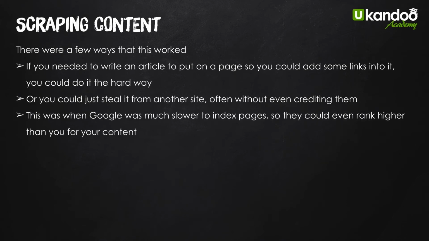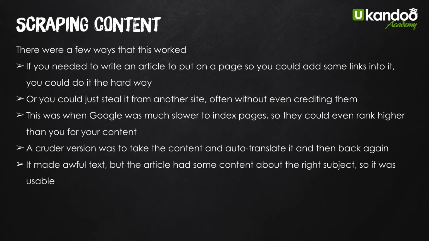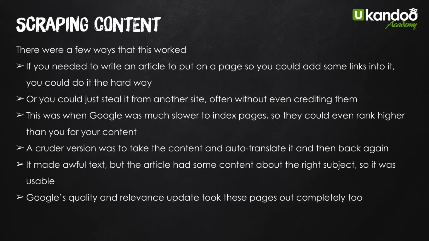A cruder version, which we used to use occasionally, was you would scrape someone else's copy, use Google Translate to translate it into French or German, and then you take the copy and translate it back. It made absolutely awful text, but the article had some content about the right subject, so it was basically usable, and then you could build a couple of links through it. Google's quality and relevance updates took these pages out completely too. They worked out what was going on. The pages were unreadable, so they weren't going to rank.